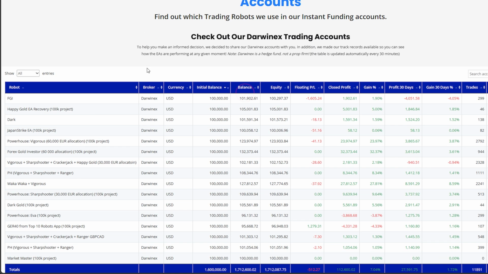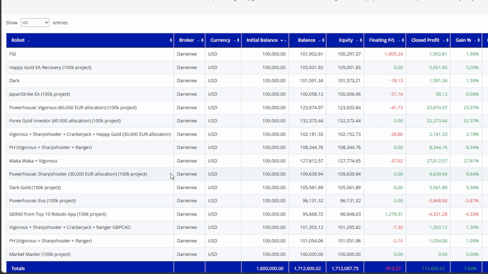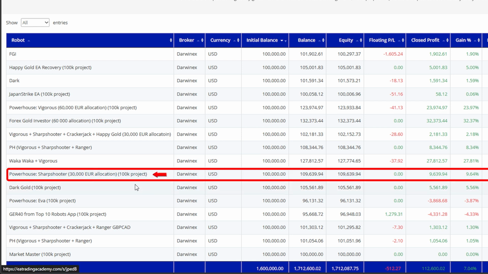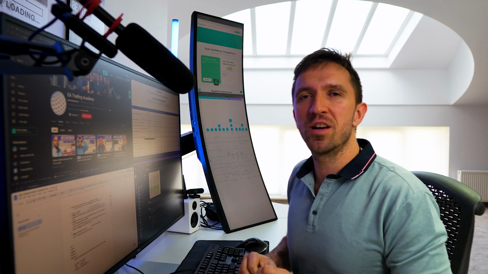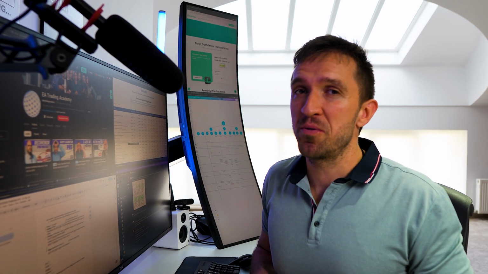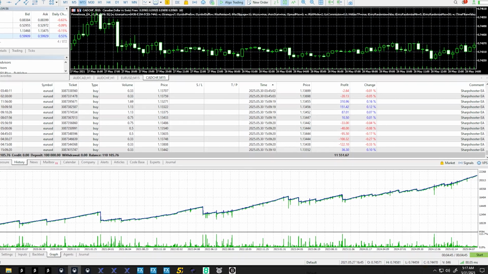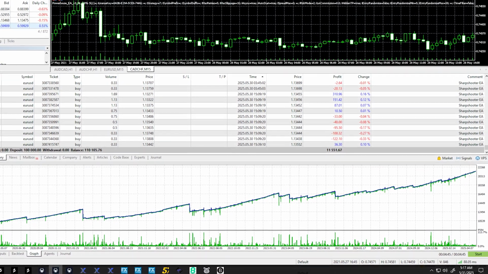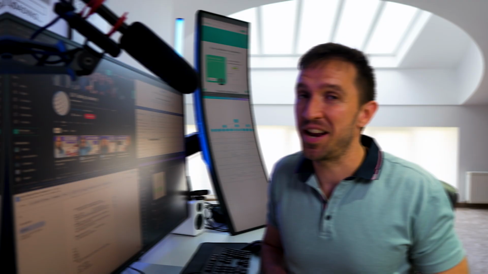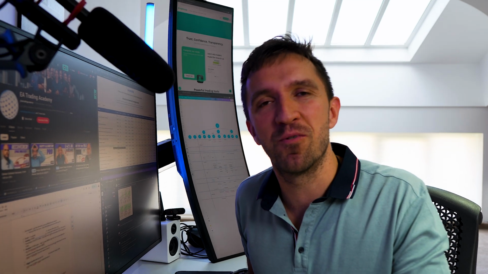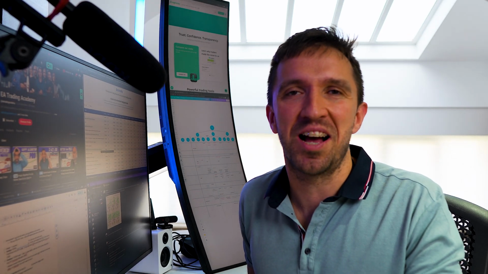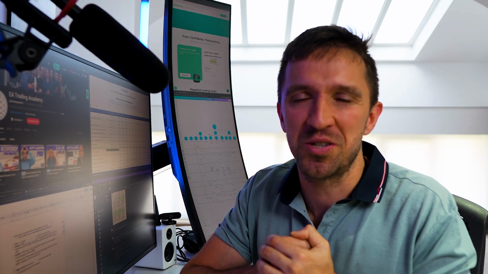And I'll be starting another Darwin X account with the Sharpshooter, where I have received the permanent allocation, but on a different currency pair, because we found out with my team that it backtested really well, not just on euro dollar, but on many different currency pairs, and I really want to see how it would perform in another Darwin X account.